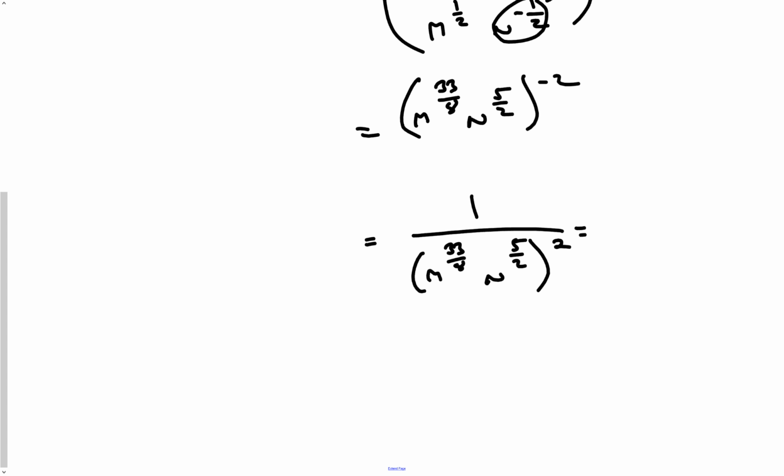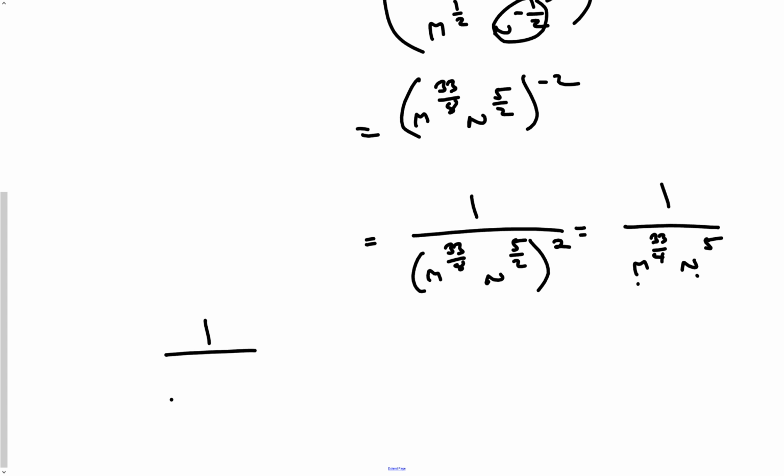Okay, which gives me 1 over, right, whoops, times 2 gives me m to the 33/4 power and n to the 5th. Now, I am allowed to leave whole number exponents in the bottom, but not fractional exponents. So let's bring this over here.